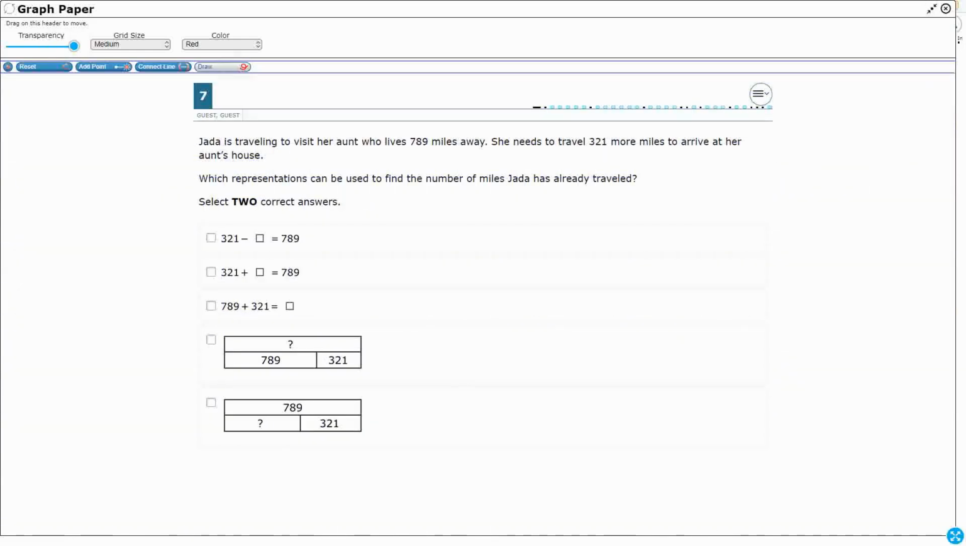All right, so what do we have here? We've got Jada traveling to visit her aunt who lives a distance, 789 miles away, and she needs to travel 321 more in order to arrive at her aunt's house. So we need two different representations.